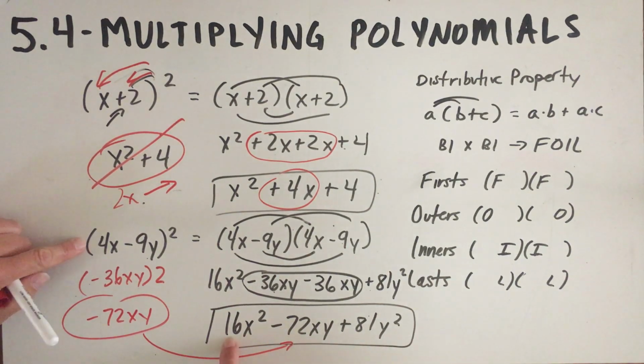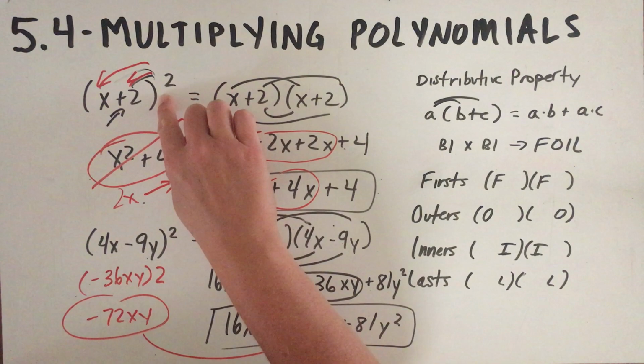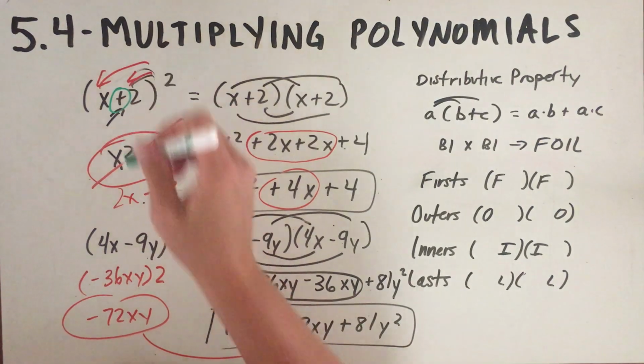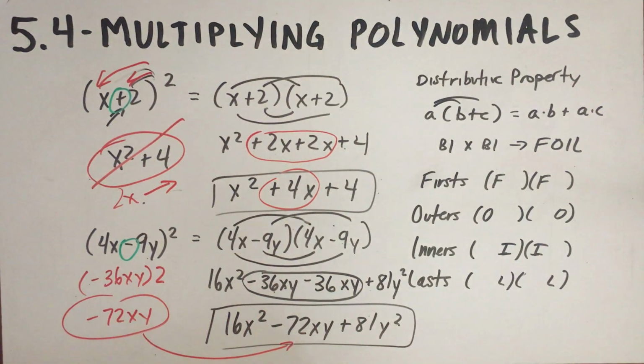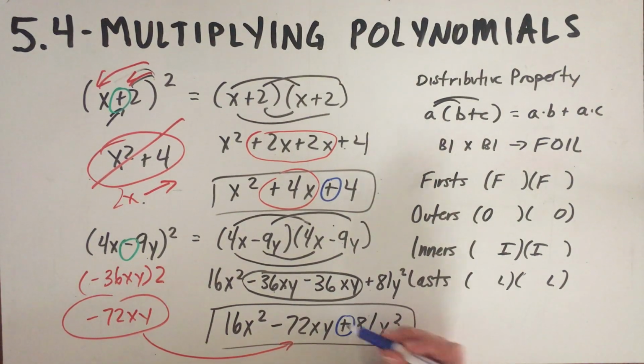The first is the first term squared. The last is the last term squared. The only difference between this binomial squared and this binomial squared was the sign. Okay, this sign had a plus, and this sign had a minus. So let's see the end result, how that affected it. Well, the end result here, in this first one, was positive. And the end result here is also positive.